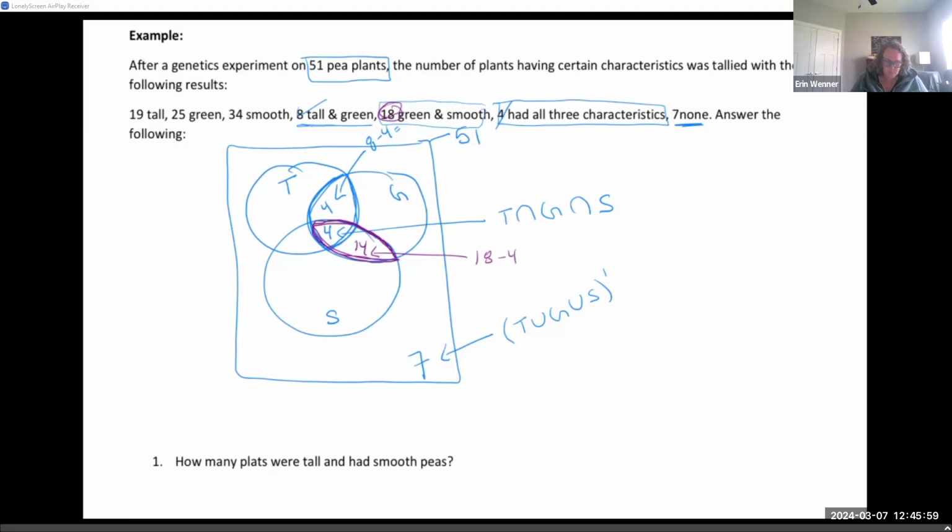And so from here, we're going to use this piece of information here, the fact that it tells us that we had 25 green. So to get this last space, we're going to do 25 minus the pieces we've already used. So we've got the 2 4s plus the 14. All right, so simplifying that, 25 minus 22 gives us 3. And so we've got 3 in that space right there.